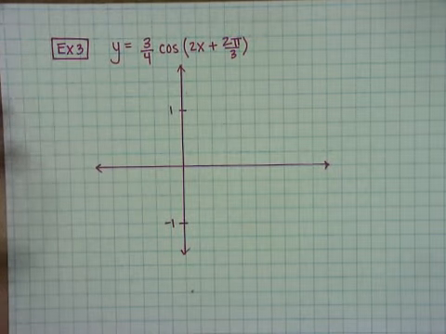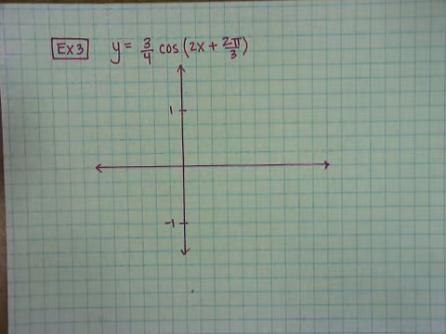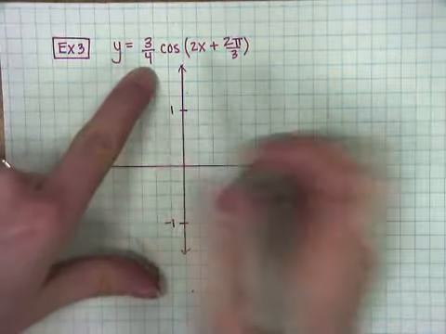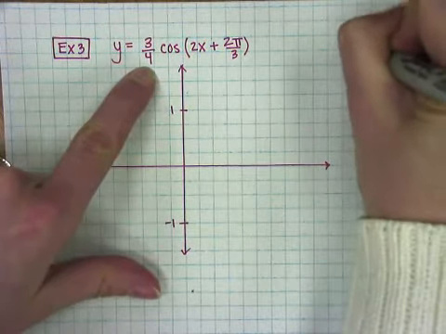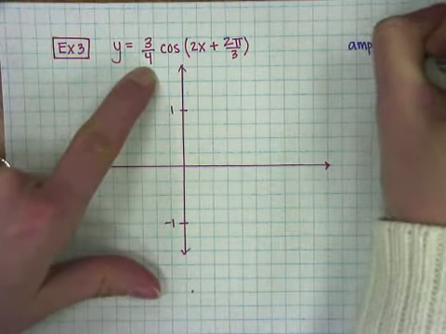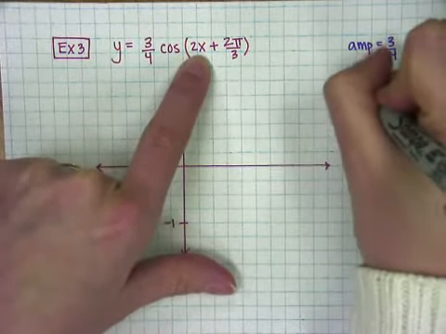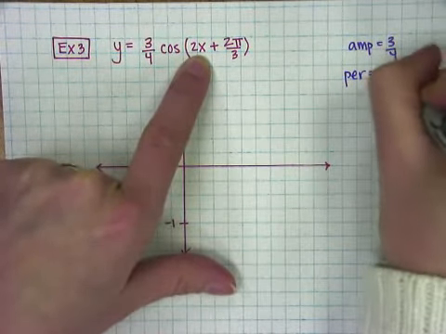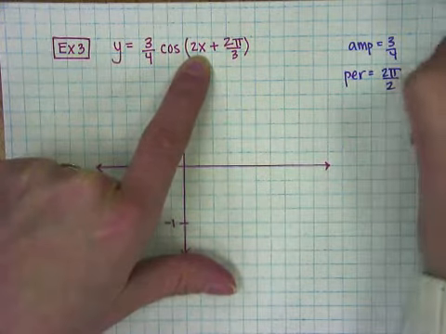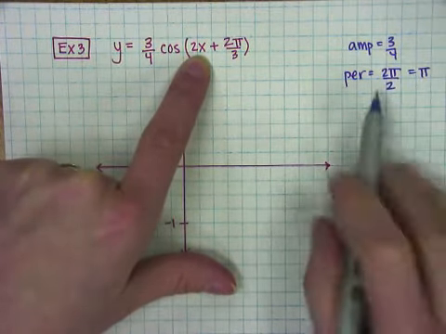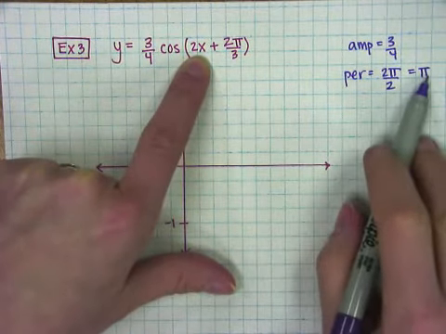All right, last but not least, we're going to throw in a really tricky one here. So this 3/4 is going to affect our amplitude. Our amplitude is going to be 3/4. This 2 in front of the x is going to affect our period. So we'll do 2 pi over that number. 2 pi over 2 is pi. So we should expect the period of our final graph to be pi.